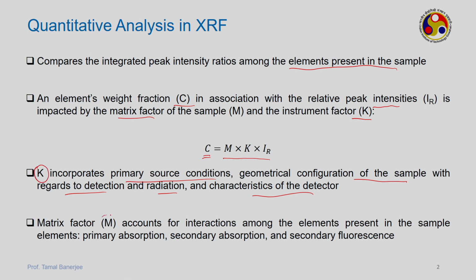Now, the matrix factor depends on the sample which is to be analyzed. The sample may have interactions with other elements. If there are elements other than the element to be analyzed, obviously they will interact with each other. If they interact with each other, they can have different effects: primary absorption, secondary absorption and secondary fluorescence. What are these? Let us see.